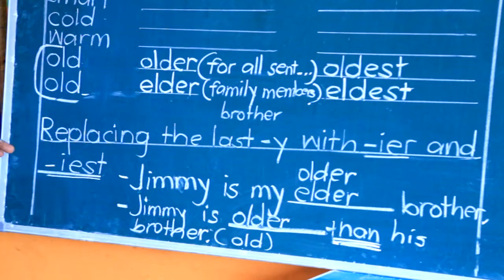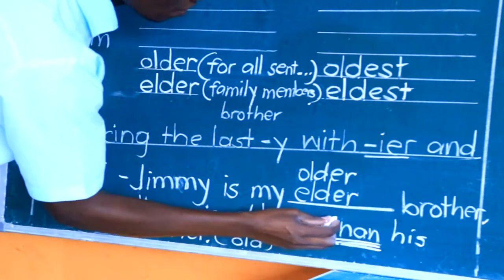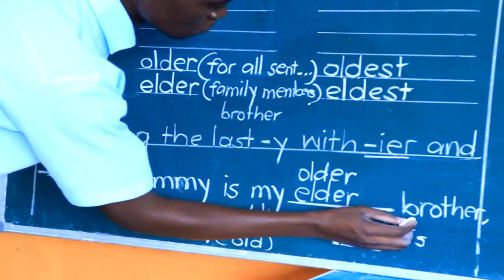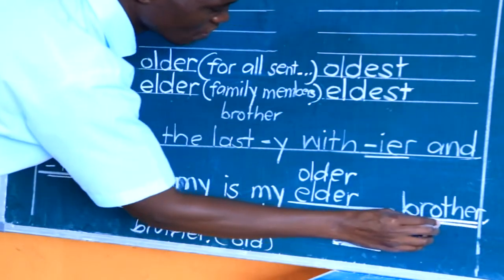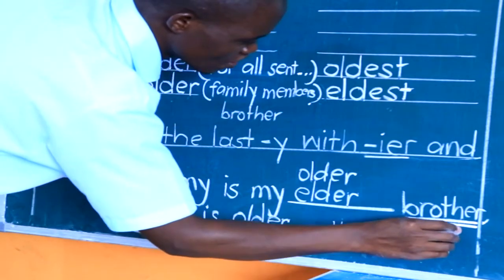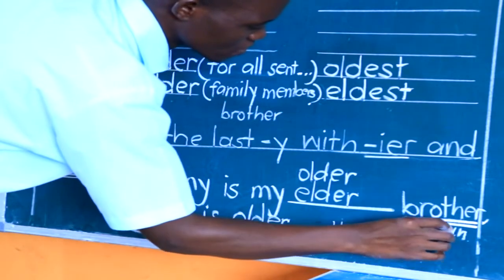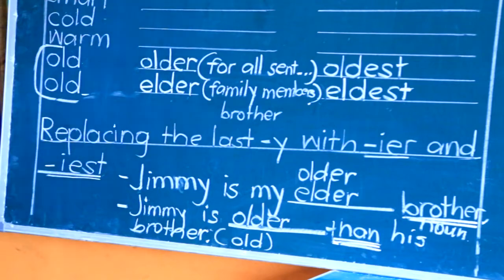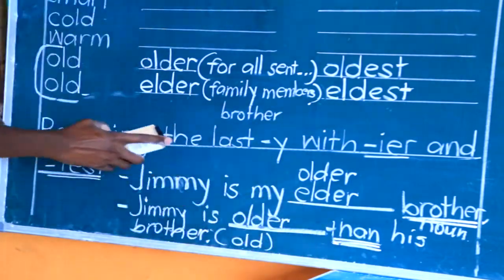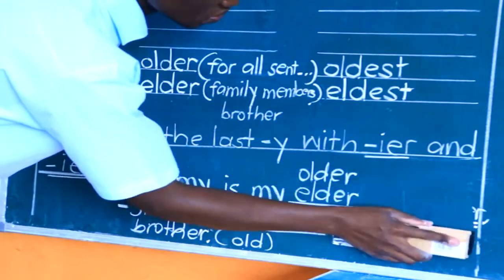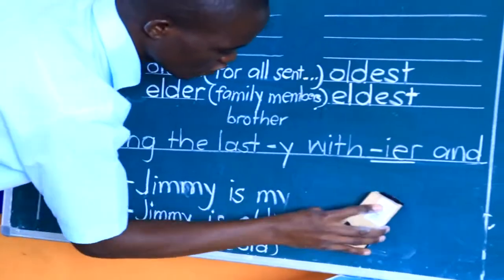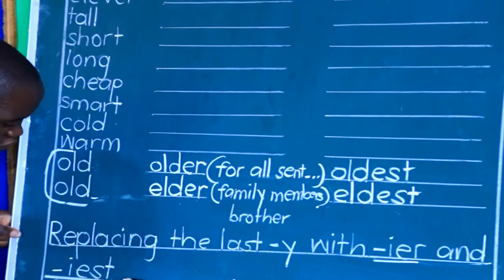When we use elder then, only use elder when you're talking about ages in the same family, and the next word after that elder is a noun, elder brother, elder sister. But still you can use older brother or older sister for members of the same family. Hope you have understood that, and that's the reason I repeated the word old. I wrote it twice because it has two comparative forms and two superlative forms.